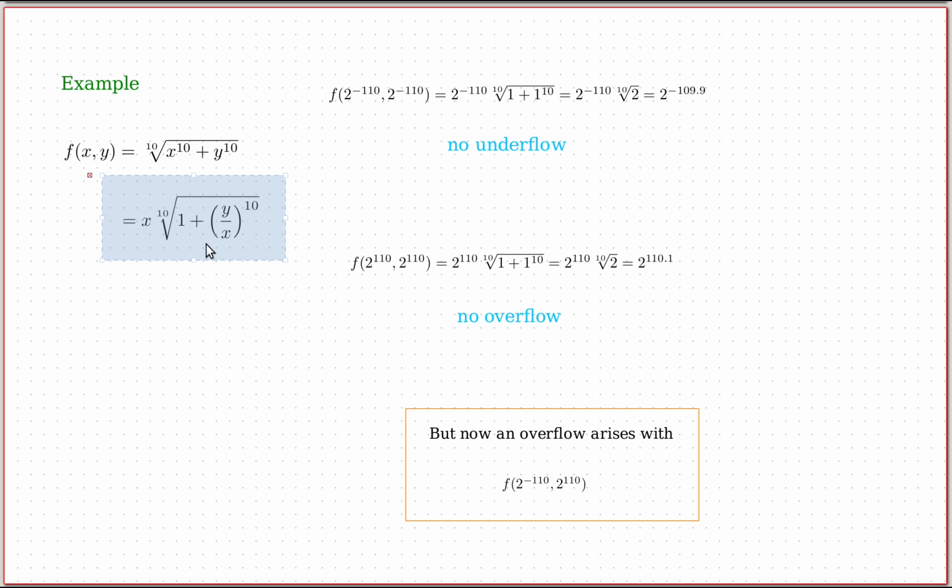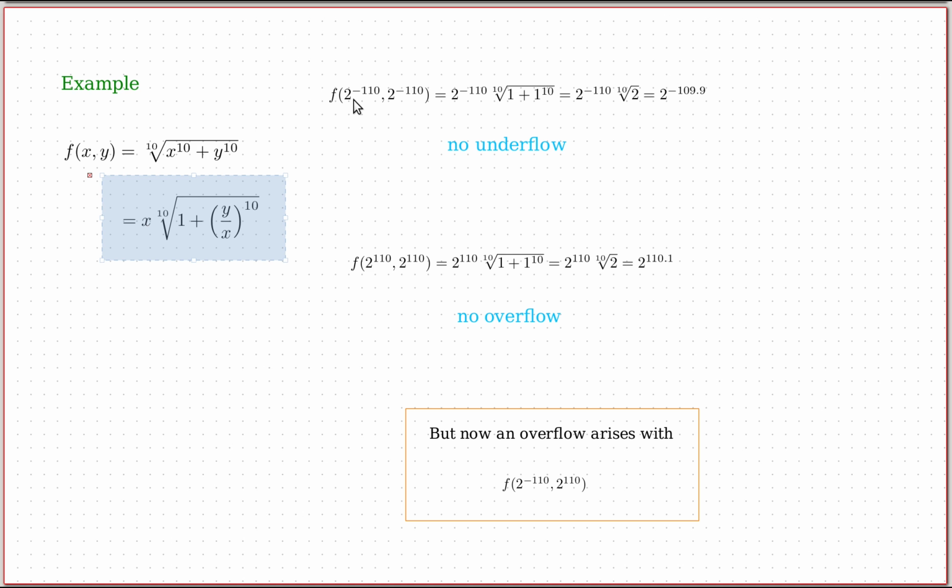The point of doing this is that now when we plug in x and y values that are of comparable size, y over x will be a reasonable number. It'll be close to 1. If y and x are close to equal, then this number will be close to 1. It won't cause any overflow or underflow. And because the x outside is not raised to a high power, we can even plug in large values for x without causing an overflow, and very small values of x without causing an underflow.